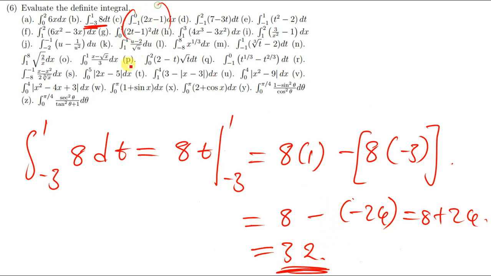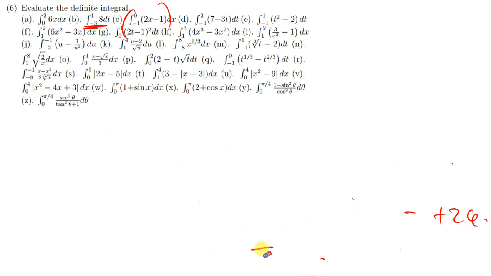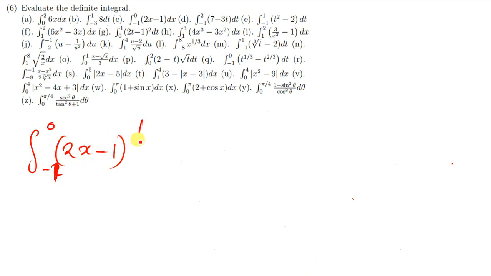So let's also do this one. That one is also straightforward. What you just need to know is how to integrate. If you know how to integrate, putting in the limits is not a problem. So we integrate that, the limits 0 and negative 1, of 2x minus 1 with respect to x. Integrating this, we're going to have 2x squared over 2 minus x.